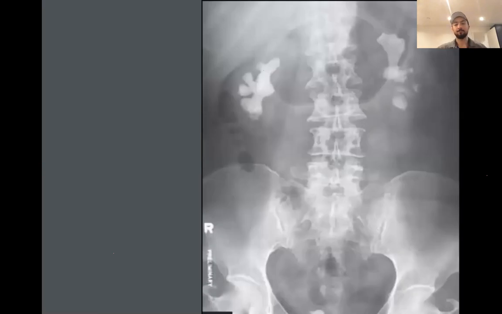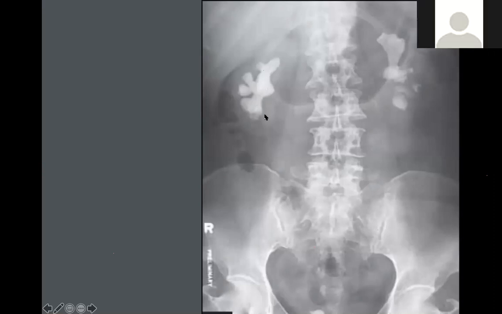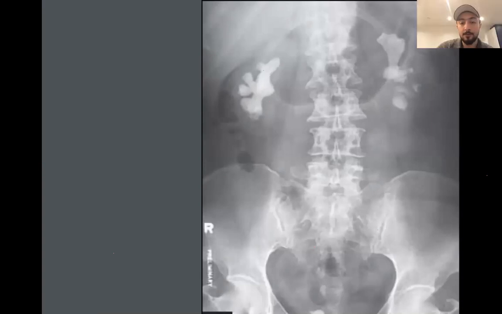What about this one? So this one is again, bilateral staghorn calculi. That's right. It's called staghorn calculi because it looks like a stag's horn. And this is basically when a huge kidney stone that occupies the whole kidney forms. That's why it looks this way, because it's filling the whole kidney. You have it on both sides, so it's bilateral.